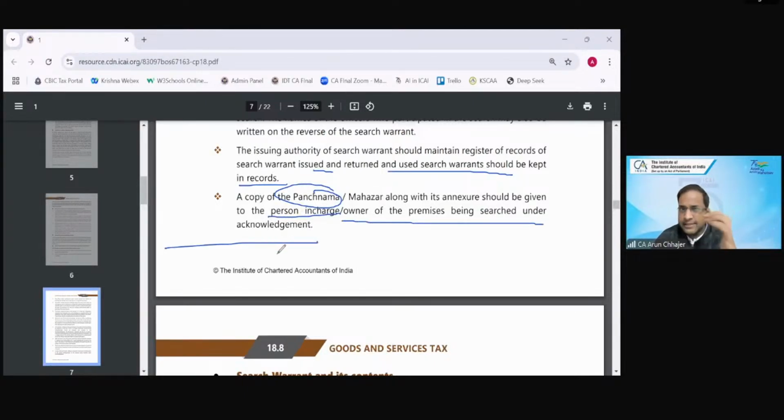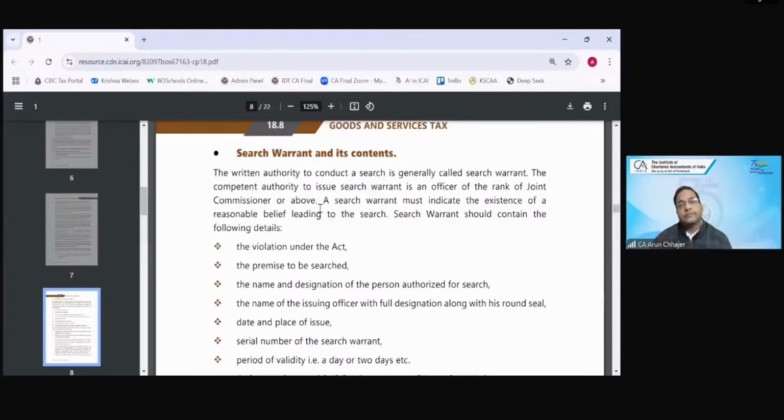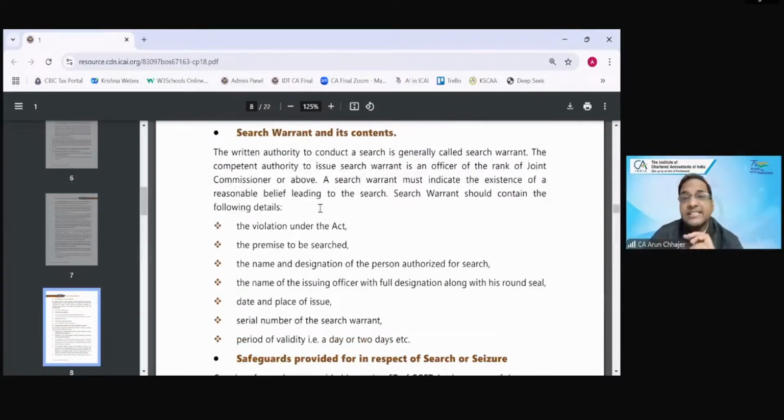So these are some guidelines, or I can say some processes, that should be added. Otherwise, we need to refer that during the search, Section 100 of the CrPC is to be referred. होता क्या सर्च वारंट में? ठीक है. What is the content of the search warrant? The written authority to conduct the search is generally called the search warrant. The competent authority to issue the search warrant is an officer of the rank of Joint Commissioner or above. कौन competent है? Joint Commissioner and above.